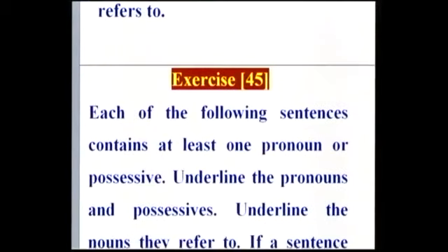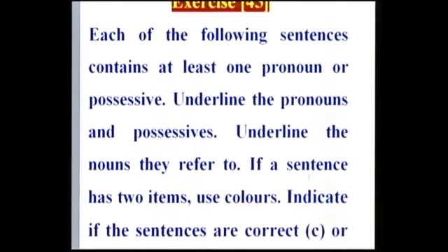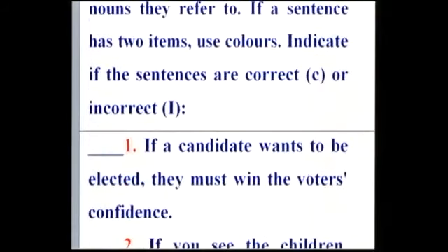Let's do this exercise. Each of the following sentences contains at least one pronoun or possessive. Underline the pronouns and possessives. Underline the nouns they refer to. If a sentence has two items, use colors. Indicate if the sentences are correct or incorrect. Time.